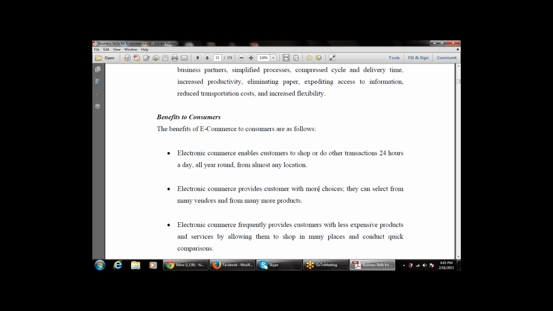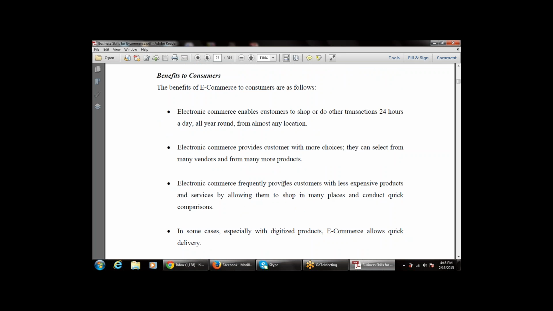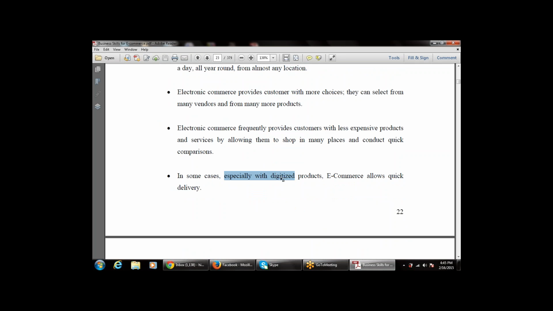It also provides the customer with various choices. They can select an option from more than one product. Then e-commerce frequently provides customers with less expensive products and services. In some cases, especially with digital products like laptops, e-commerce allows quick delivery. Suppose, for example, I purchase a laptop from online shopping like Flipkart, right? So it allows a quick delivery within 2 or 3 days.